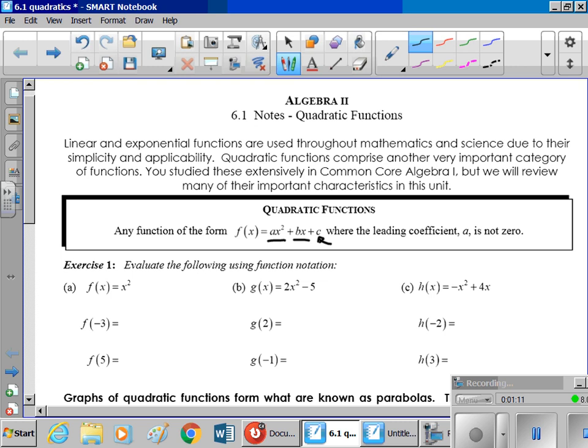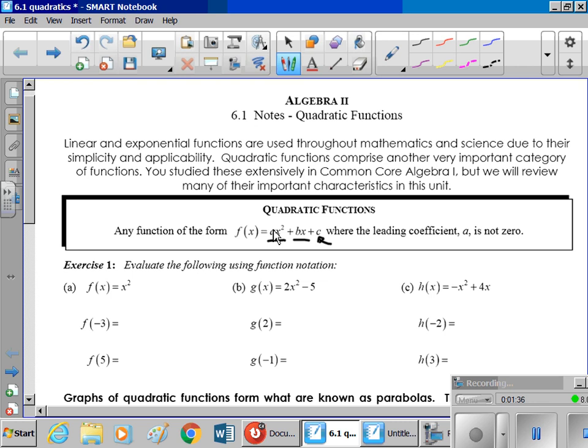So exercise 1, evaluate the following using function notation. So the only thing you really need to be careful here is when you have negatives. Because so many times in our brains, even the best of our brains, like my brain sometimes will make mistakes like this too, especially when you're doing a lot of them and you're doing them quickly. And sometimes people think, oh, this is easy. I know how to do this. And that's when mistakes happen.